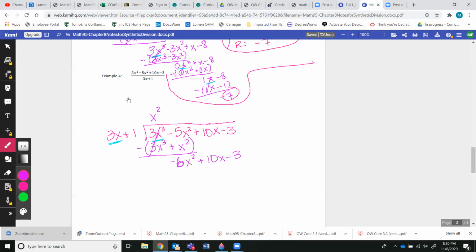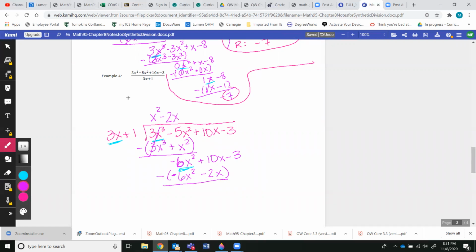Okay, now I'm looking at leading terms again. 3x times what gives me negative 6x squared? Well, 3 has to be multiplied by negative 2 to make it negative 6, and x has to be multiplied by another x to make it x squared. So now I multiply these. Negative 2x times 3x is negative 6x squared. Those first two should always match, okay? Negative 2x times 1 is minus 2x.